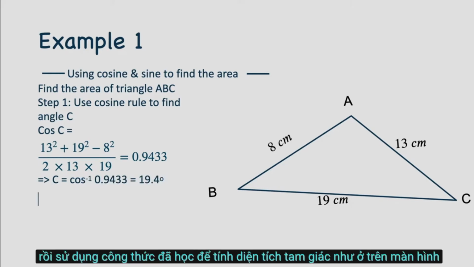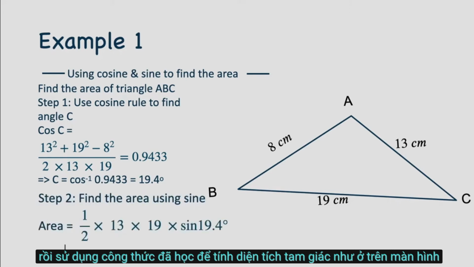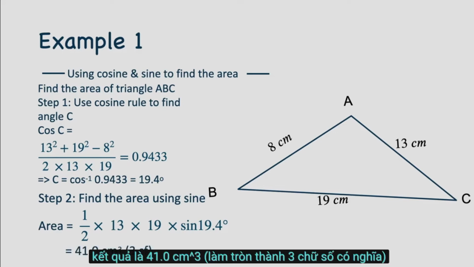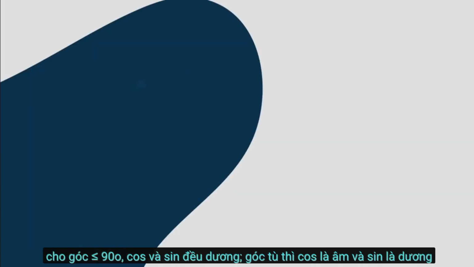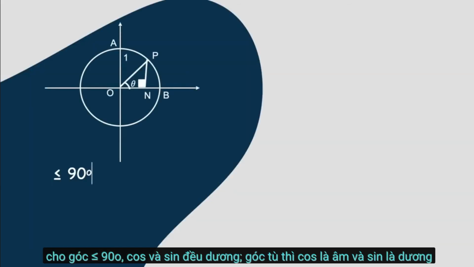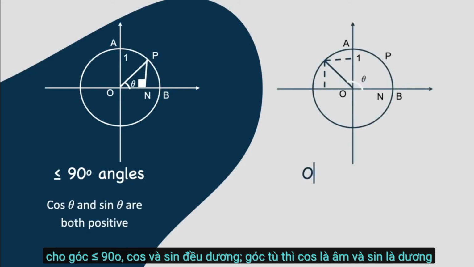Then step 2 would be to find the area using sine. Area equals 1 over 2 multiplied by 13 multiplied by 19 multiplied by sine of 19.4 degrees. And we will get 41.0 centimeters cubed to 3 significant figures. Great, now we'll talk about sine, cosine, and tangent of any angle. For acute and right angles, cos theta and sine theta are both positive, and for obtuse angles, cos theta is negative and sine theta is positive.